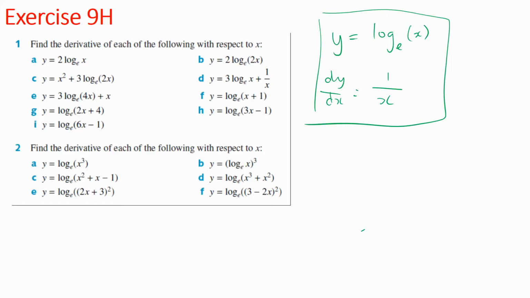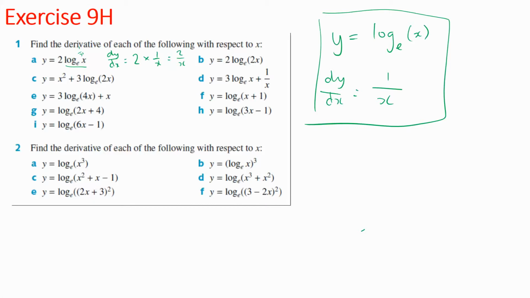You don't know log e of negative x. You don't know log e of 2x. All you know is log e of x. Derivative of that is 1 on x. Okay? So, same thing with this one. Derivative of log e of x is 1 on x. And the 2, so you times it together. So dy dx must equal 2 times 1 on x, which equals 2 on x.